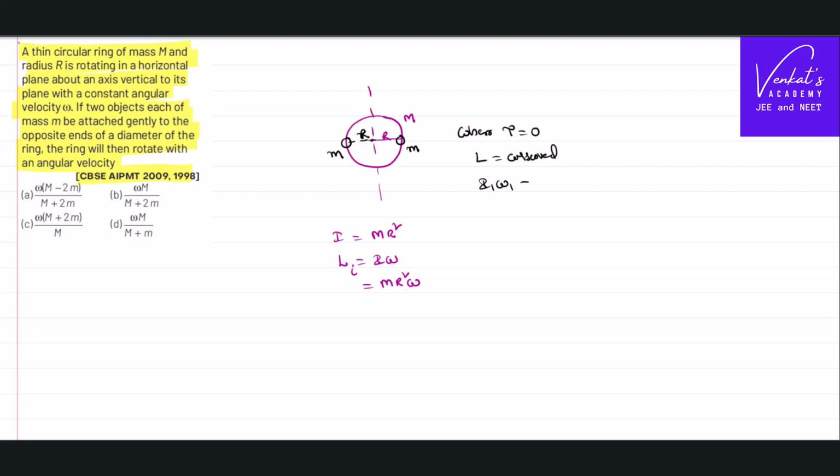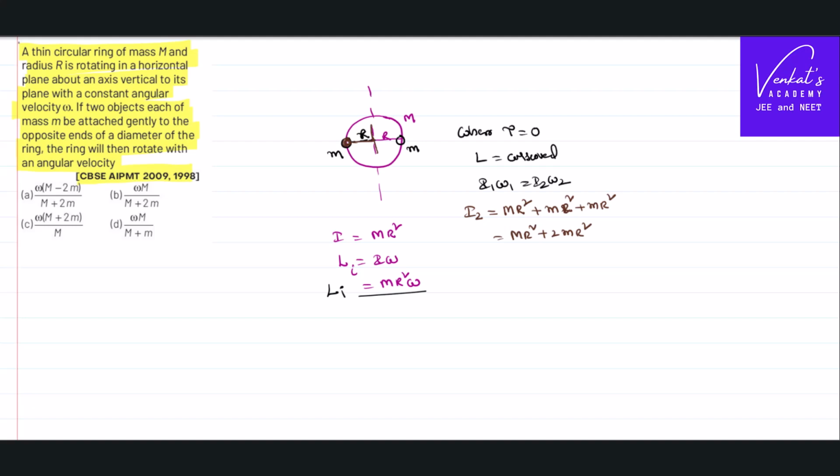That is I1 omega 1 equals I2 omega 2. I1 omega 1 is this much, L initial. What is I2 omega 2? I have to find out. To find I2 omega 2, first of all, I have to find I2. Now the ring is rotating about the same axis, so the ring will have that moment of inertia, MR squared, plus each point mass is rotating about the axis at a distance R, so each will have a moment of inertia of small m R squared. Together that is capital M R squared plus 2m R squared.